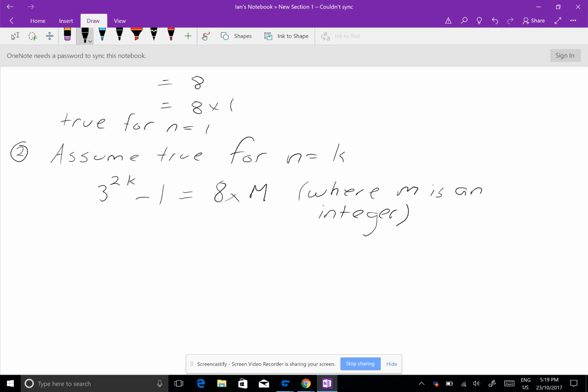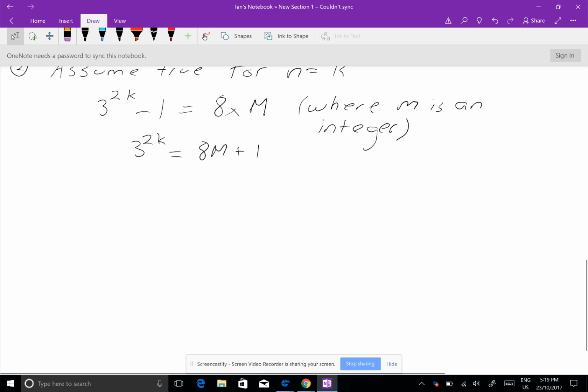You should say positive integer. 3 to the 2k equals 8m plus 1. And that's going to be our crucial bit. We'll just underline it. That's what we're going to substitute back in a minute.